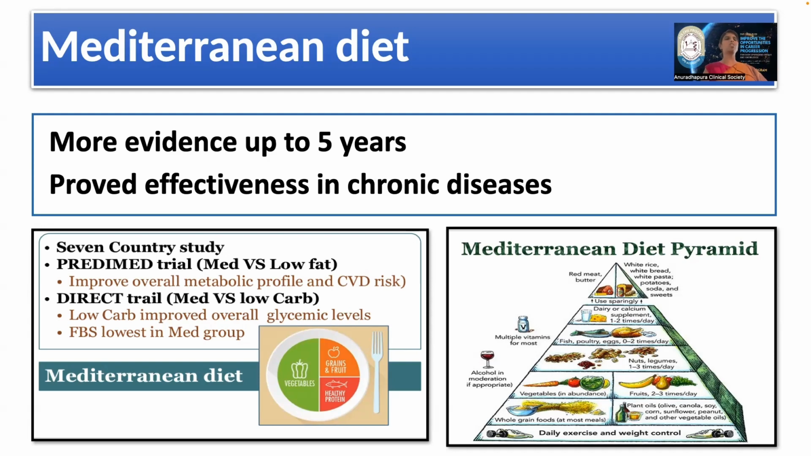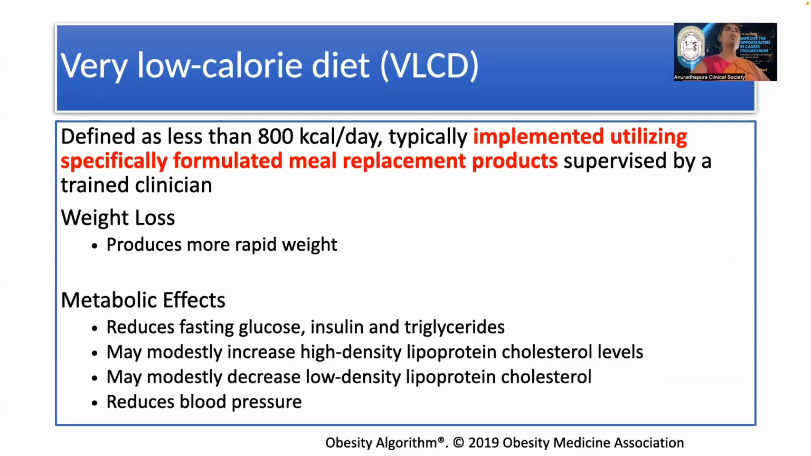So this again has shown that it is effective in chronic diseases, basically NCDs, but the low-calorie diet we are practicing is somewhat of a deviation from this Mediterranean diet. And then there is the very low-calorie diet. In the low-calorie diet, we advise at least 1,200 to 1,500 kilocalories with adequate protein, depending on the patient's weight and the patient's other clinical conditions. If they have renal diseases, we have to reduce protein intake.